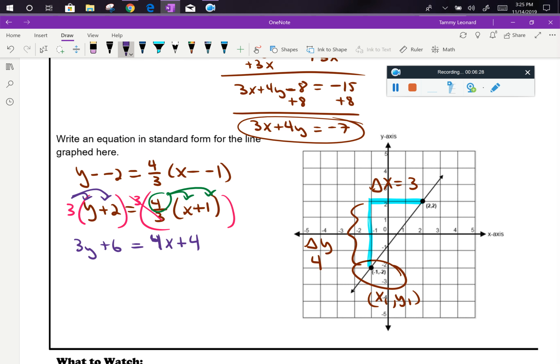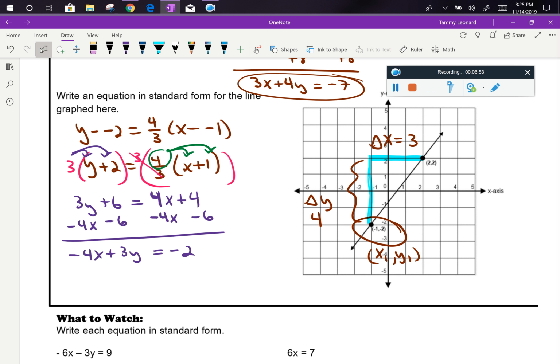Now I can start thinking about ax plus by equals c. I need that x term to come first. If you're ready for it, you could start getting in the habit of subtracting this 6 to the other side at the same time. Otherwise, you can wait and do that as a second step later. We've got -4x plus 3y equals -2. If you need to, pause for a minute and make sure you know how all that just happened.